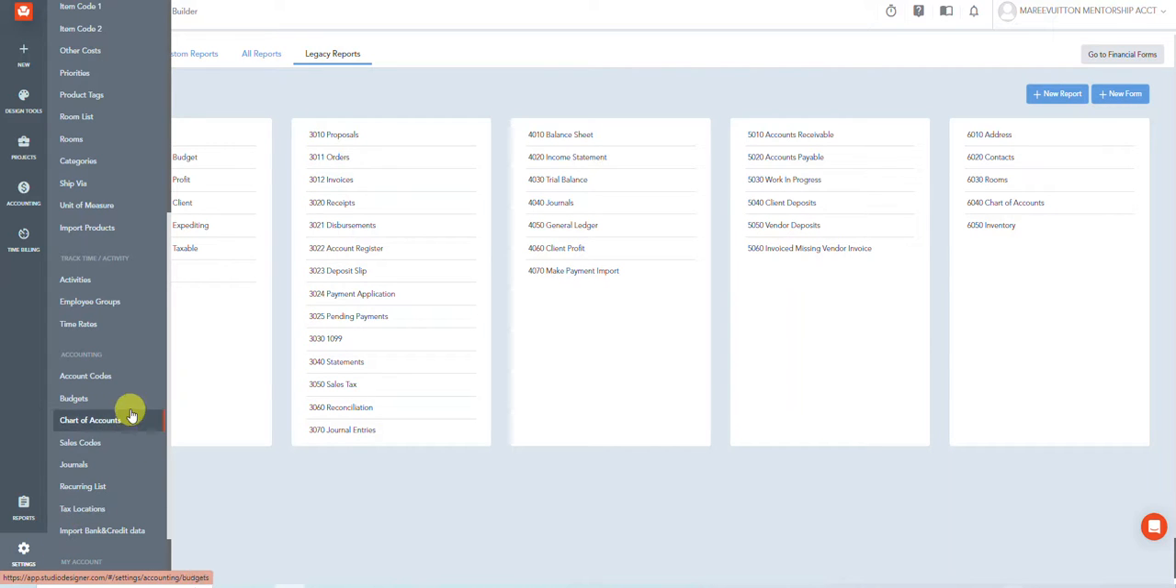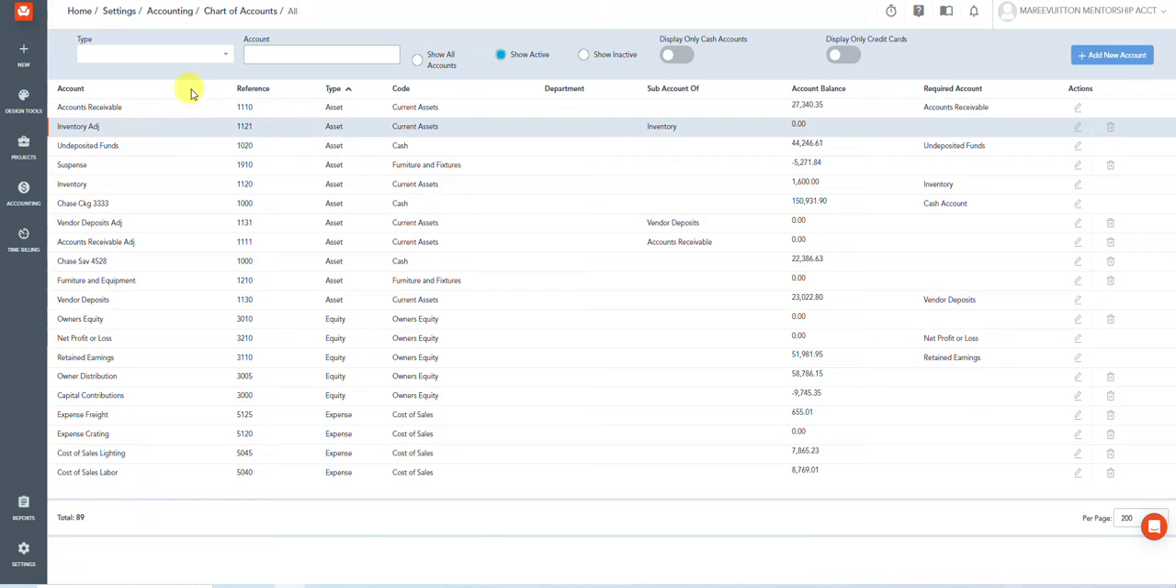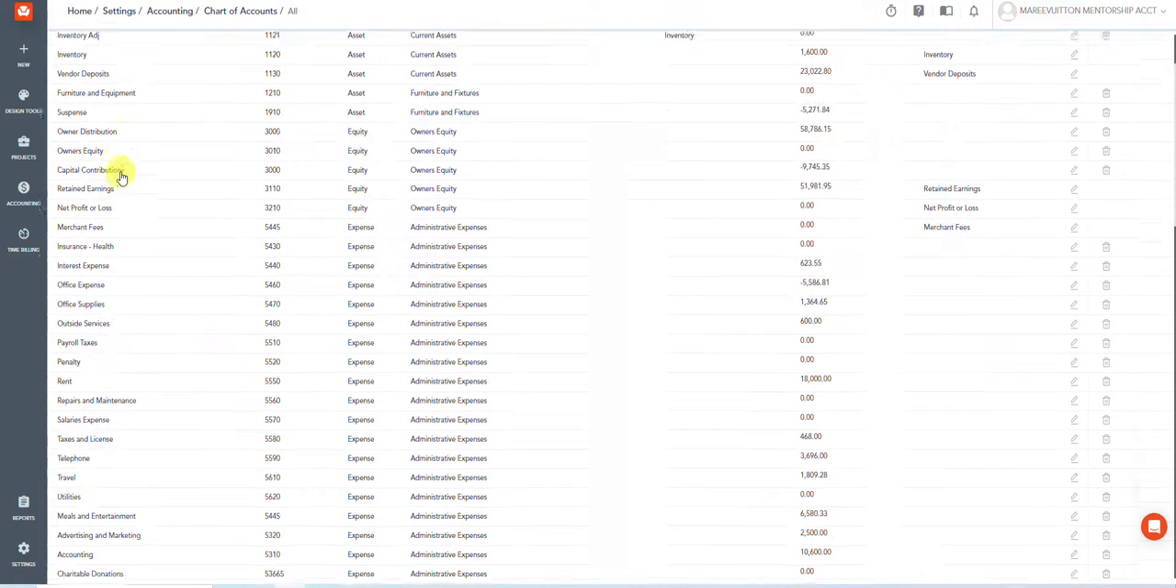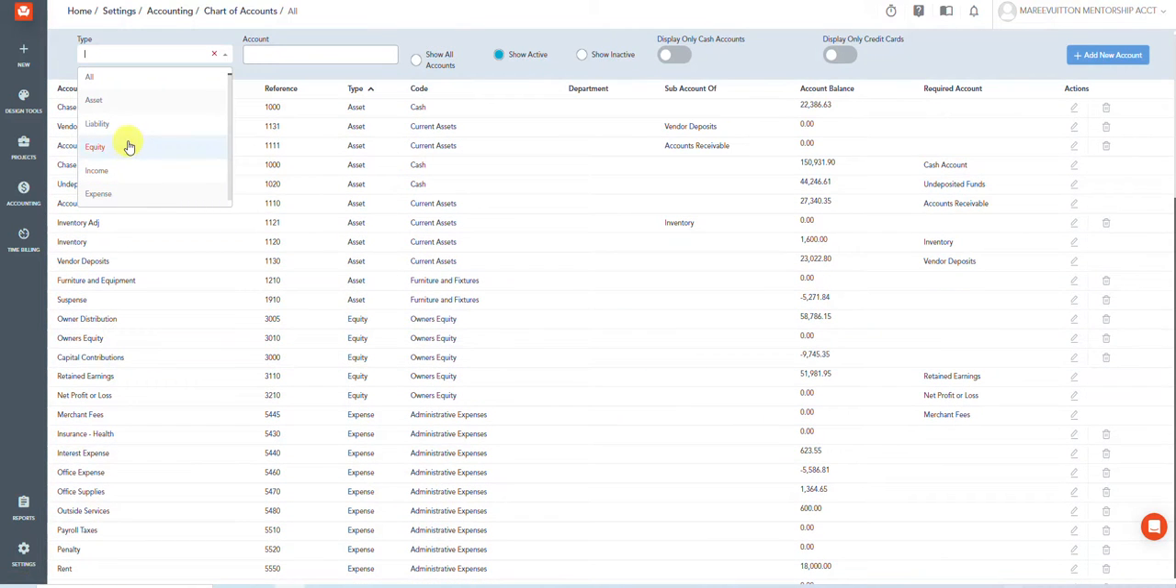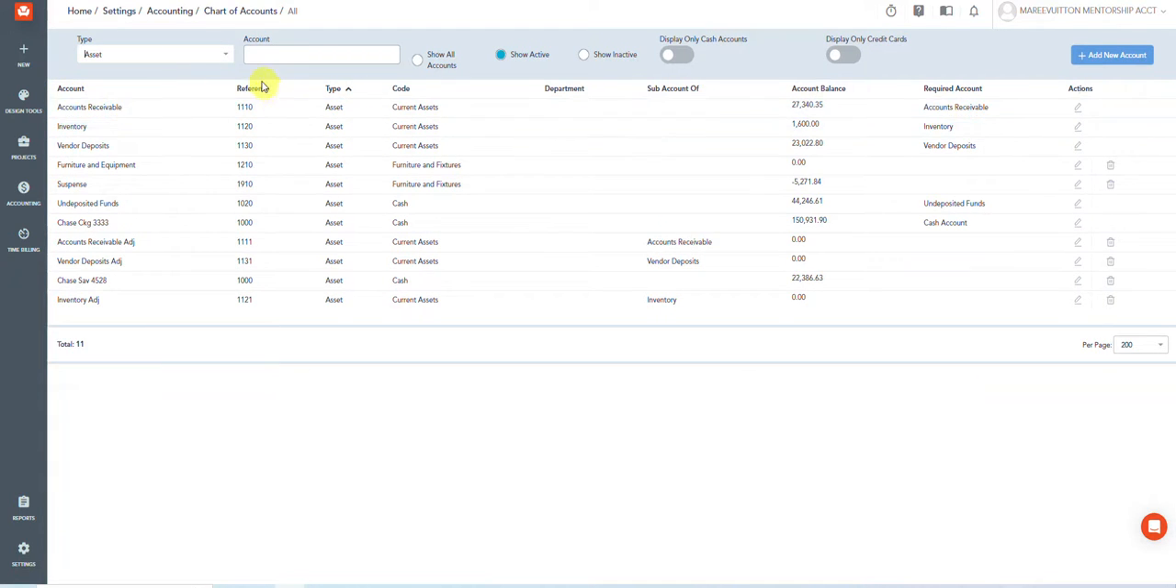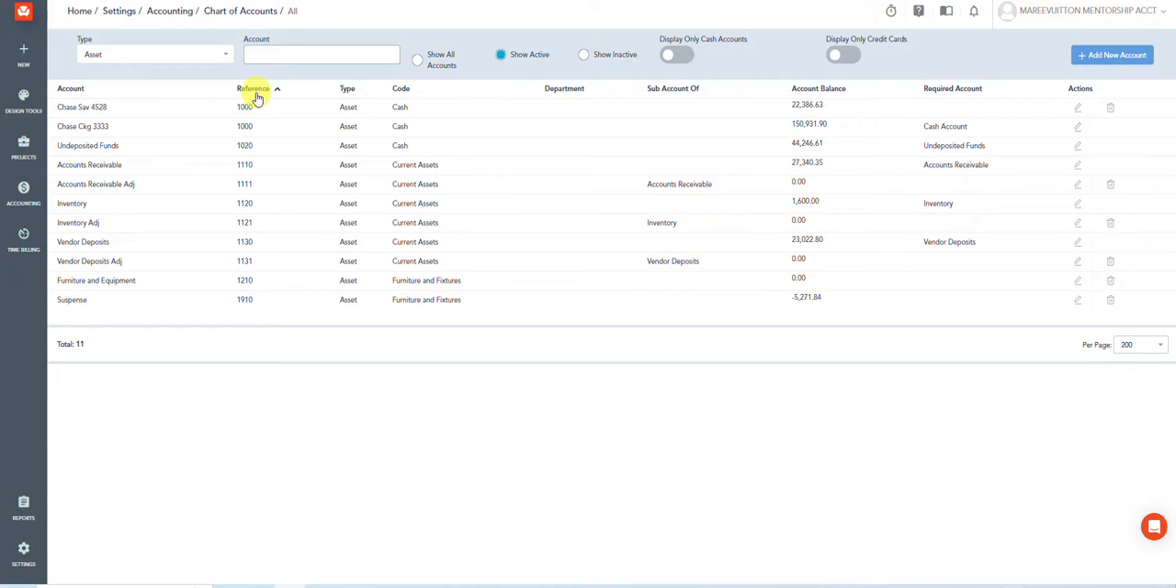So, from settings, chart of accounts, you can see that things are broken out in assets, liabilities, equity, income, and expense. Okay, that is the flow of our chart of accounts. It does follow the normal standard accounting GAAP practices. So if we were to just look at the assets, you can see here that if they do not know how to do this, they can screw something up.